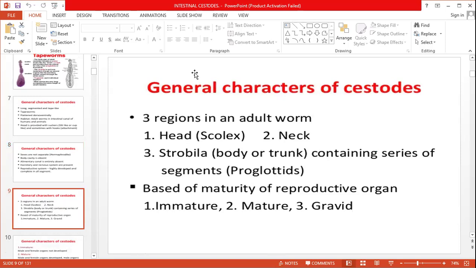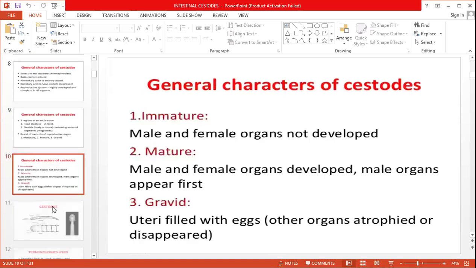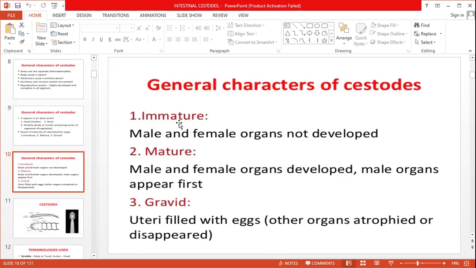There are three regions in the adult worm: head, neck, and strobila, as I already told you. The segments may be immature, mature, or gravid. In the immature, the male and female organs are not developed. In the mature, the male and female organs develop, and the male organ appears first. In the gravid, the uterus is filled with eggs, and other organs atrophy and disappear.